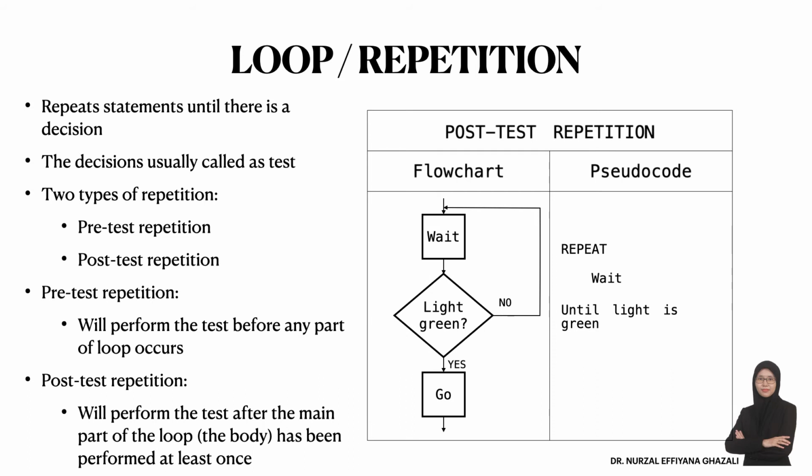In post-test repetition, the test will be performed after the part of the loop has been performed at least once. Let's take a look at the flowchart or pseudocode. The body of the loop, which is wait, is performed before the decision, which is the green light. Thus, this is the post-test repetition.